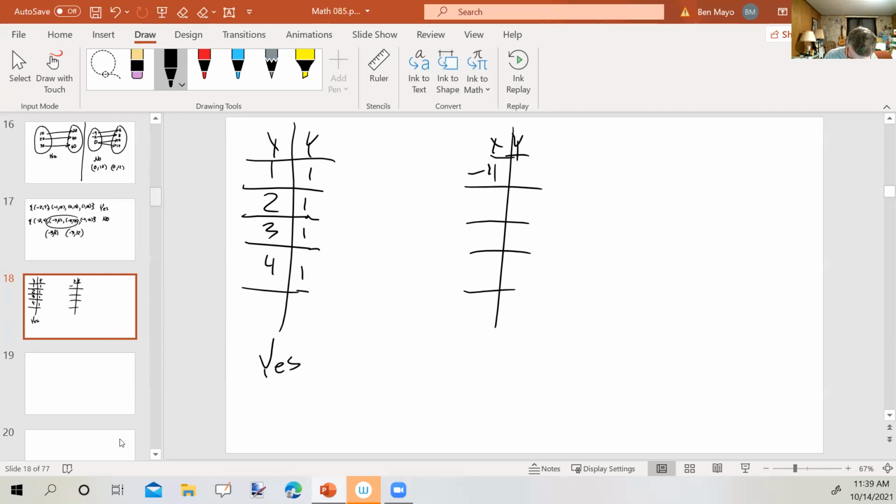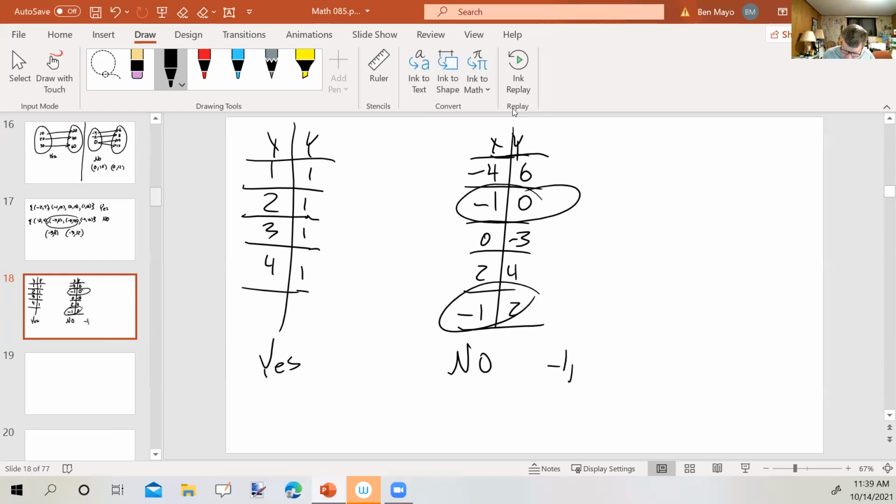Let's see, -4, -1, 0, 2, -1, 6, 0, -3, 4, and 2. This is not a function because you've got x = -1 going to 0 and x = -1 going to 2. Okay? So if it's a function, each input has to go to exactly one output, but you can have more than one input going to the same output.